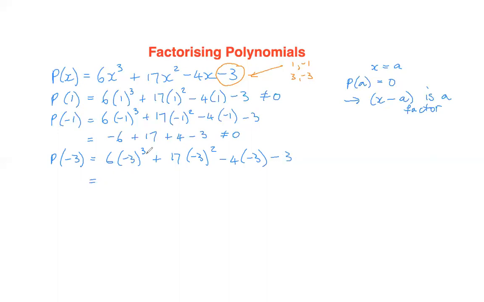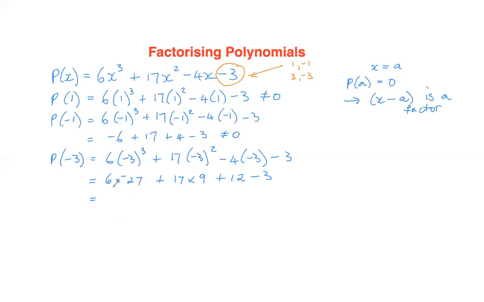Okay, -3 cubed is going to be -27. So that would be 6 times -27 plus 17 times, that would be 9. That will be plus 12 minus 3. Now here, we do need to remember that this sort of question would very easily be on your tech-free exam. So you need to get used to being able to do the mental arithmetic for this as well.